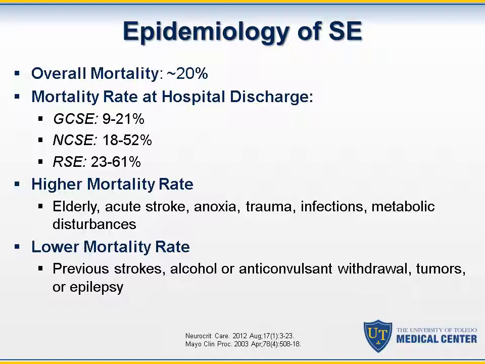Some factors associated with a higher mortality rate include the elderly, patients who present with acute stroke, anoxia, trauma, infections, or metabolic disturbances. A lower mortality rate is associated with patients who have a previous stroke versus coming in with an acute stroke, alcohol or anticonvulsant withdrawal, tumors, or epilepsy.